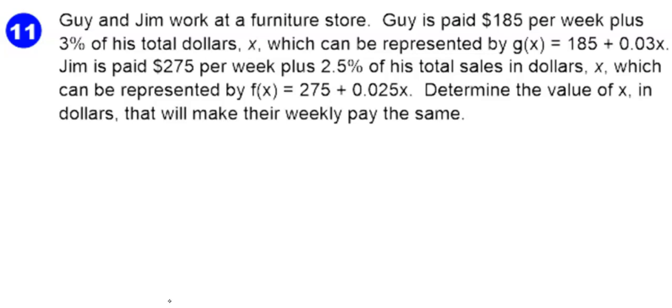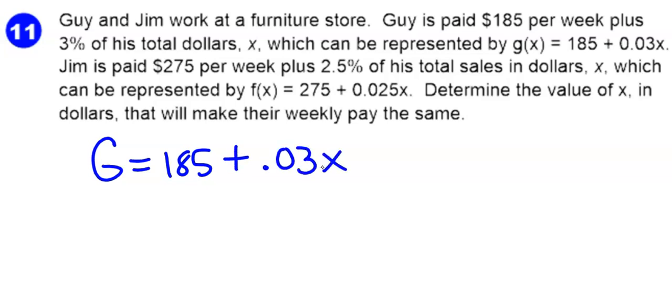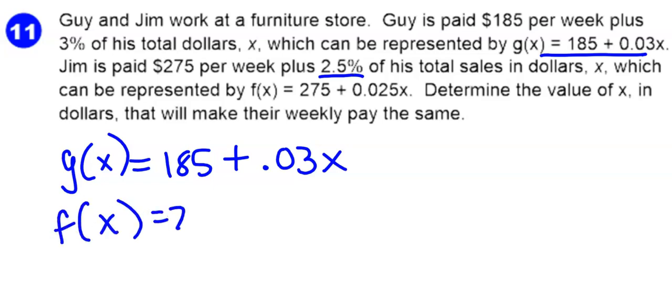Guy and Jim work at a furniture store. Guy's paid $185 per week plus 3% of his total dollars. So he gets $185 plus 3% of his total dollars, right? So there's our equation. Oops, G of X. And Jim is paid $275 per week with 2.5% of his sales. So his equation is 275 plus 0.025x. Determine the value of x in dollars that will make their weekly pay the same.